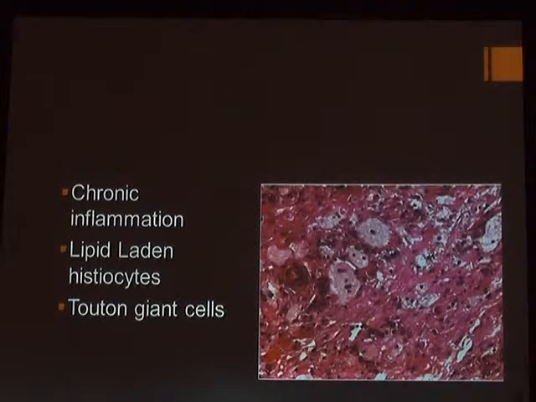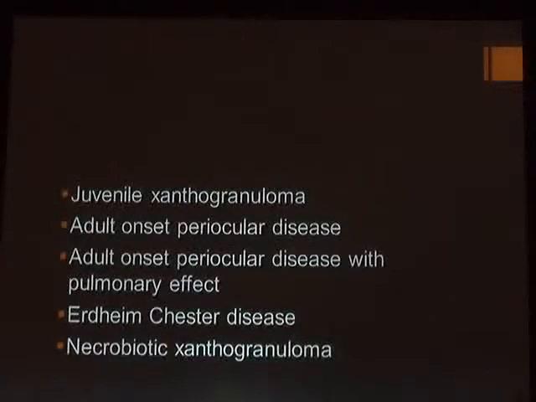Xanthogranulomatous diseases are characterized by chronic inflammation with lipid-laden histiocytes and giant cells. These have a typical yellowish appearance. It may look somewhat similar to xanthelasma, but then you think, no, it doesn't look exactly like the xanthelasma, and there may be orbital fullness along with that. Now, these are the entities associated with that.